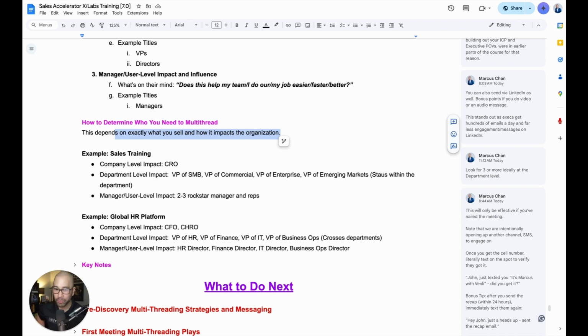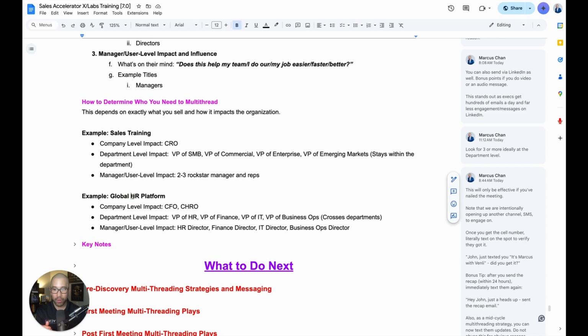So, for example, here, typically I sell sales training, right? So company level impact, it's usually a CRO, generally speaking, right? Not always. It depends on the size of the organization, right? Department level impact, it could be the VP of SMB, commercial, enterprise, emerging markets, right? And also a little typo there. Usually it stays within the department of sales. That's important to understand. So I'm primarily staying within there, generally speaking. The manager user level, it could be two or three rockstar managers and reps that they want to get feedback from as well, okay?